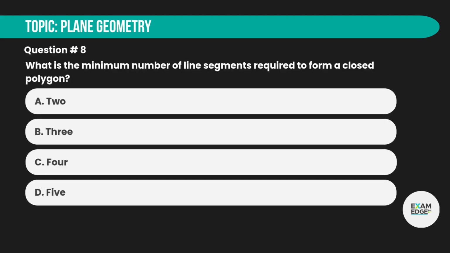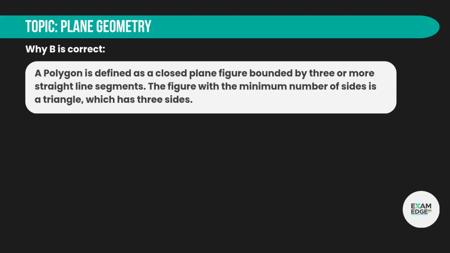Question number 8. What is the minimum number of line segments required to form a closed polygon? A. 2, B. 3, C. 4, D. 5. Correct answer. B. 3. Why B is correct.